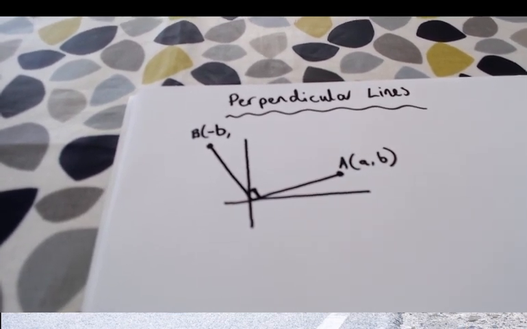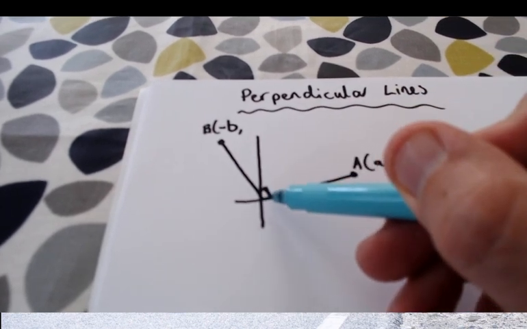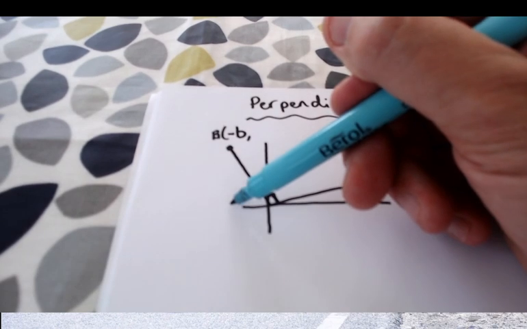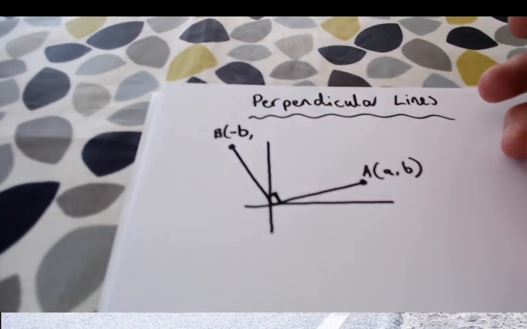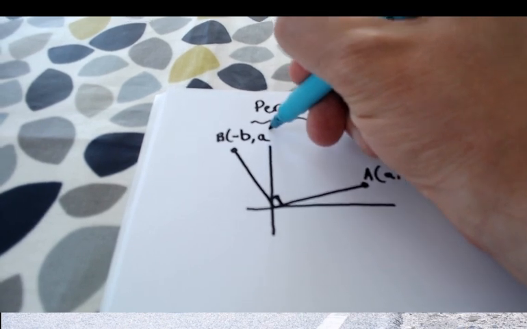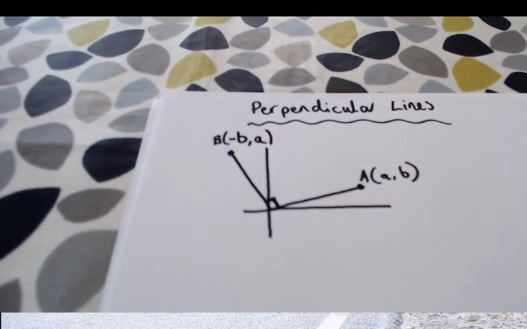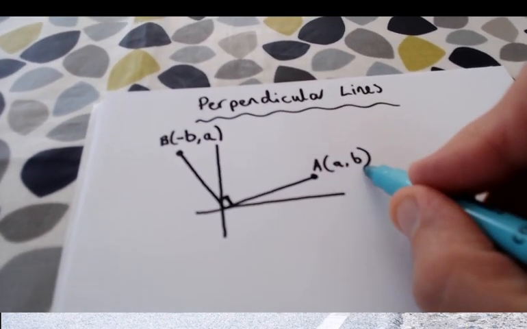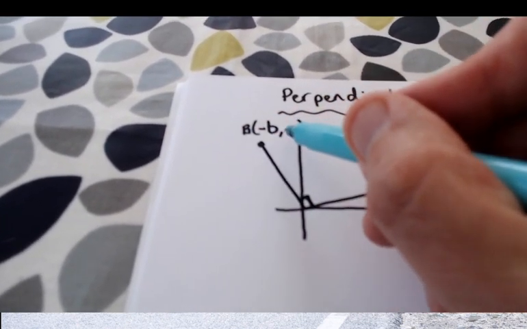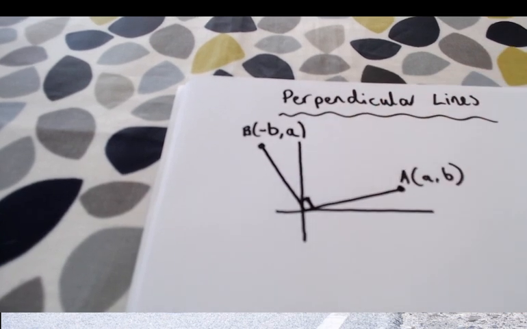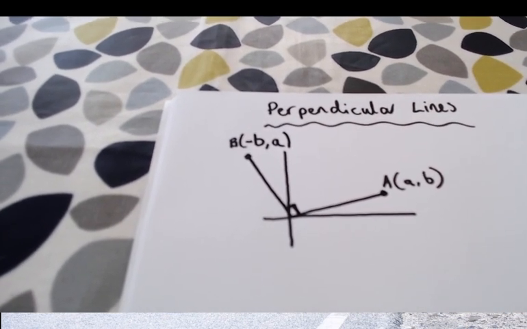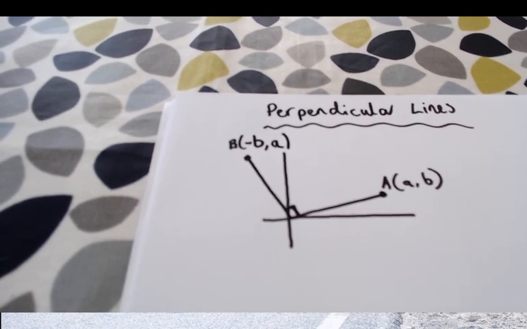Now the along section, the a, is actually going to be how far up this line goes. Because it's going up in a positive direction, it will also be a. So point A is (a, b). Once we spin it round 90 degrees, point B is going to be the coordinate point (minus b, a). Now what I'm going to do is multiply the two gradients of these lines together.